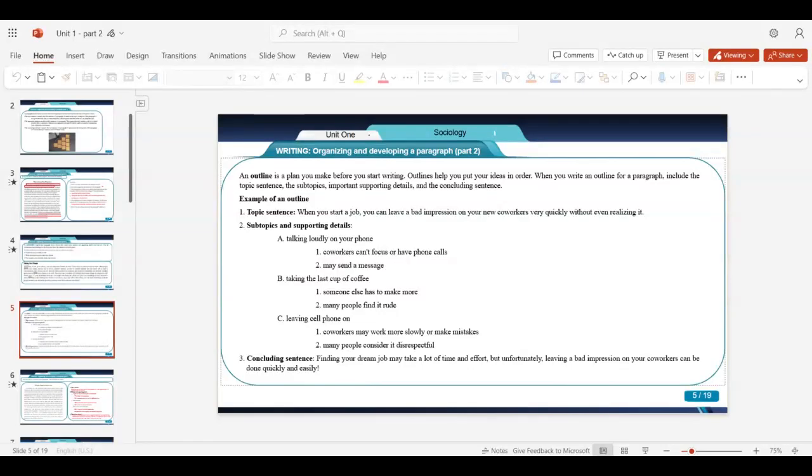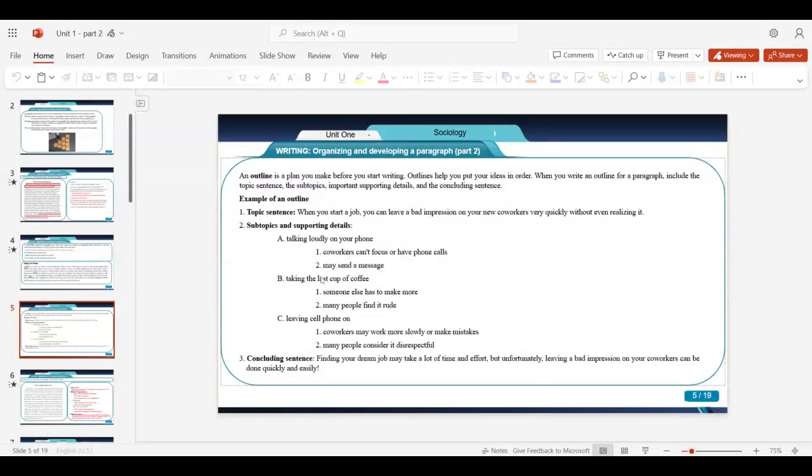And in the same way we can write a five-paragraph essay, we just increase the body paragraphs in longer essays. Okay, the rest of the parts are the same. So this is the outline. An outline means how you plan your writing, how you plan your paragraph, how you develop it, how you organize it. The first thing, hopefully you get it, is the topic sentence, then subtopics and supporting details, and then the last part is number three, concluding sentences.